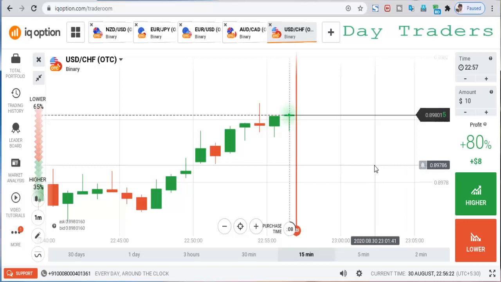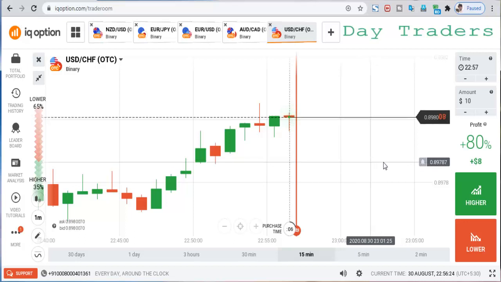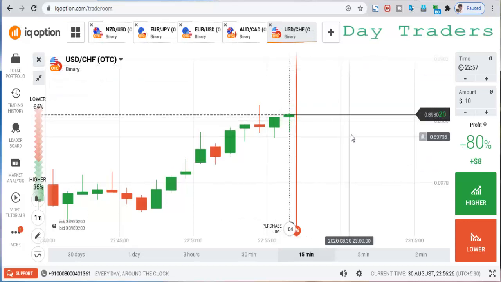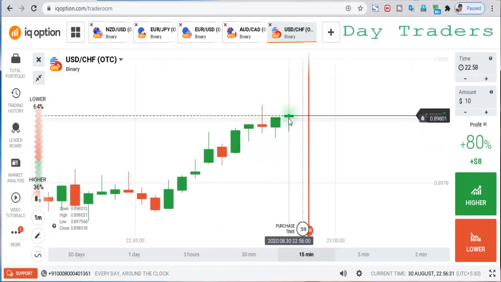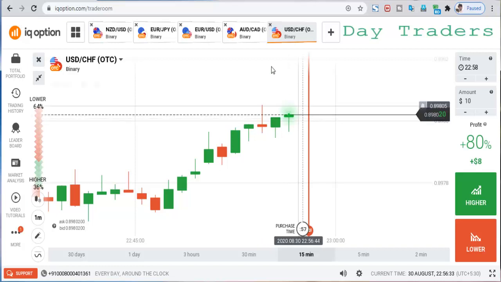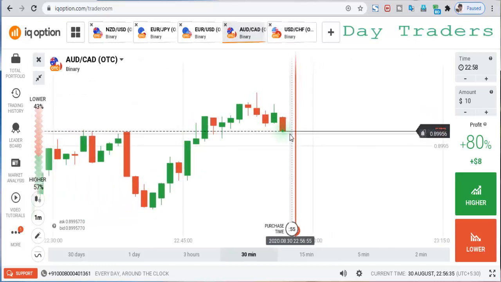Today I will show you how to trade with candlestick psychology. Let's analyze the market. This is the USD CHF pair. Okay, uptrend market. Okay, there is no opportunity.